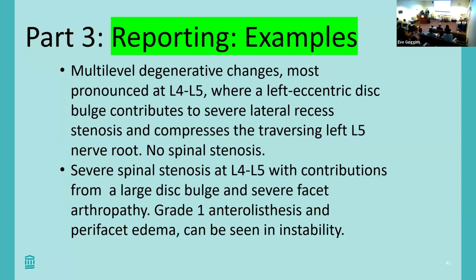Here's another example of a different hypothetical case. Severe spinal stenosis at L4-5 with contributions from a large disc bulge and severe facet arthropathy, grade 1 anterolisthesis and perifacet edema concerning for instability. And so that tells the surgeon that there's severe spinal stenosis. An injection might be temporizing at best. If he or she is going to do a surgery, they're going to have to think about doing a fusion because there's perifacet edema and likely instability. So they're going to get flexion extension x-rays, maybe set up for an injection, but they're going to have a conversation with the patient that they'll probably need a fusion with hardware.